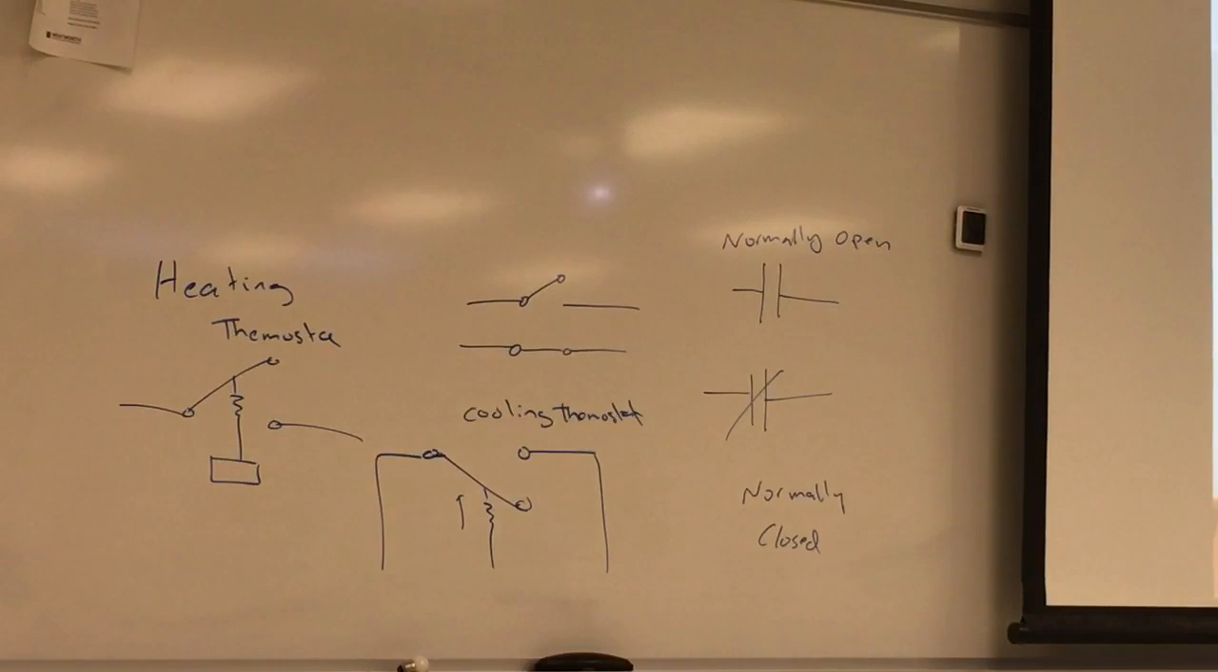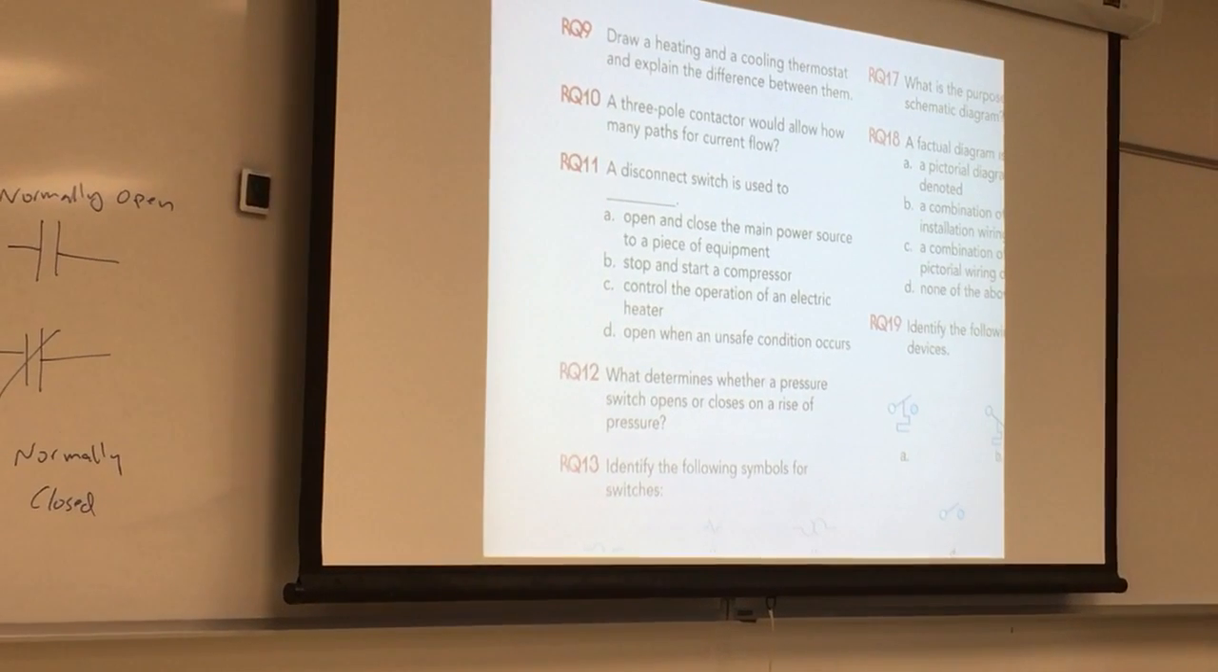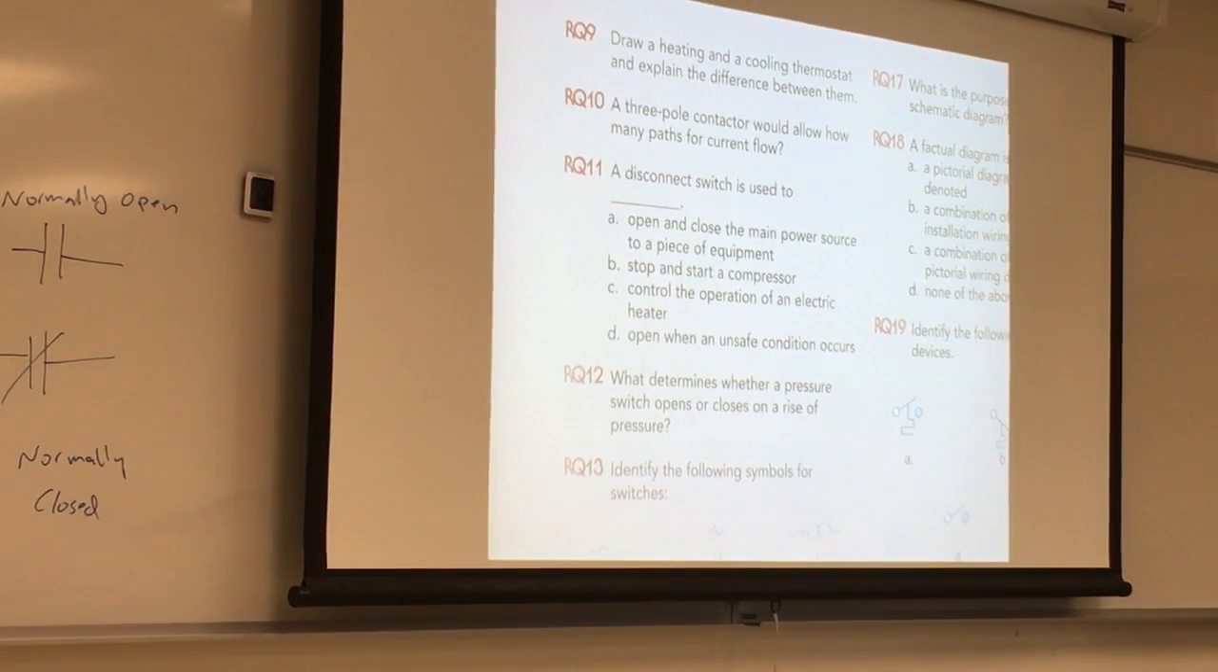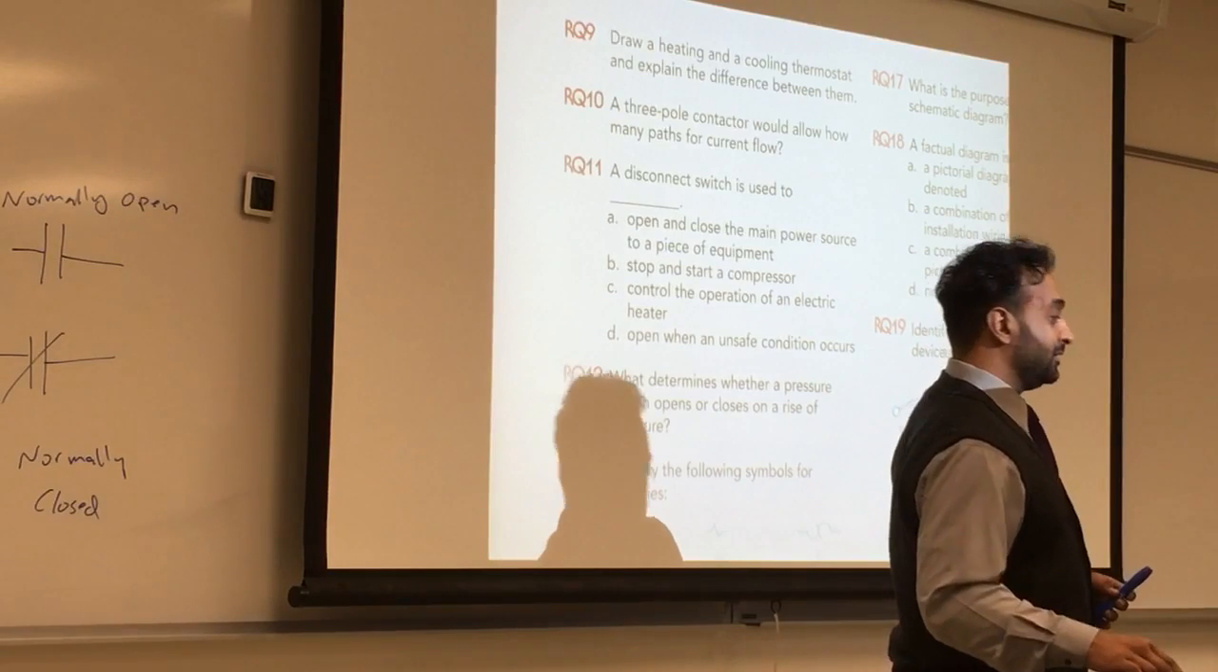A 3-pole contactor would allow how many paths for the current flow? Hold on, Mark. How many poles in the 3-pole? How many paths for a 3-pole contactor? 3. So poles are the paths. A disconnect switch is used to open and close the main power source for a piece of equipment, stop and start the compressor, control the operation of the electric heater, open when an unsafe condition happens. What do you think? Who says A? You're right, it is A. This is a disconnect switch, and this is what it does. Big switch.